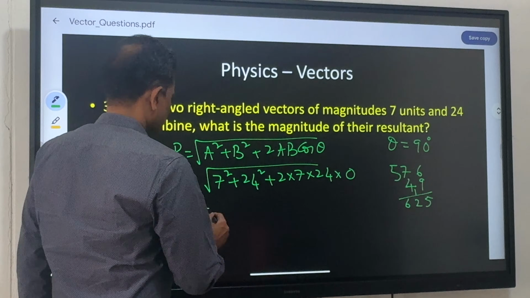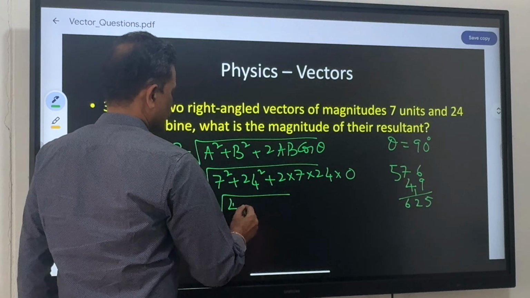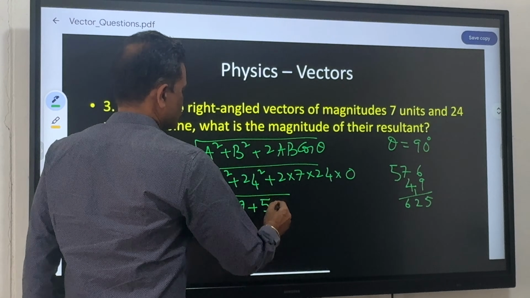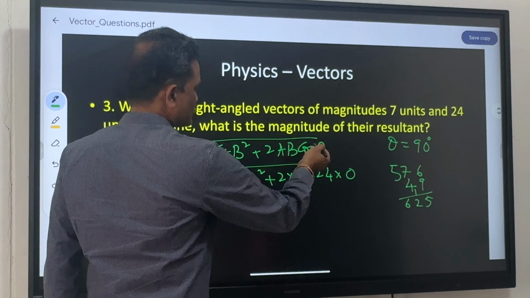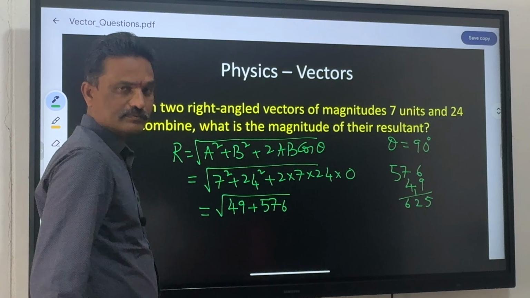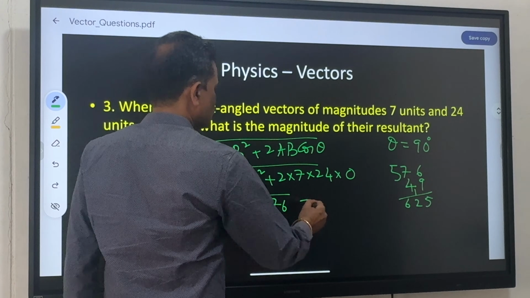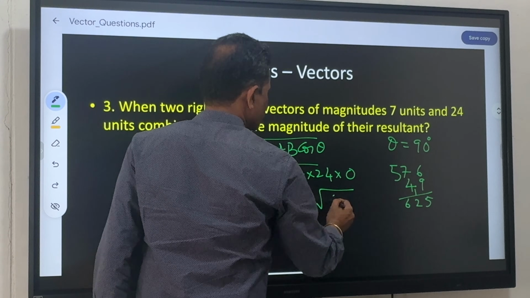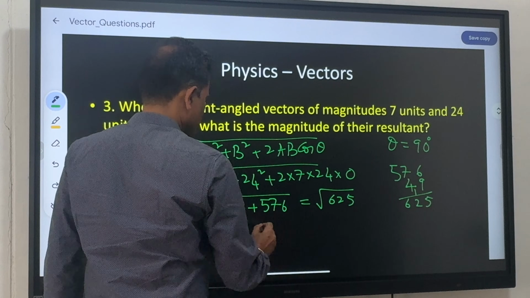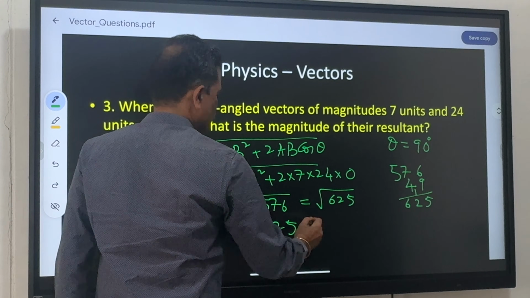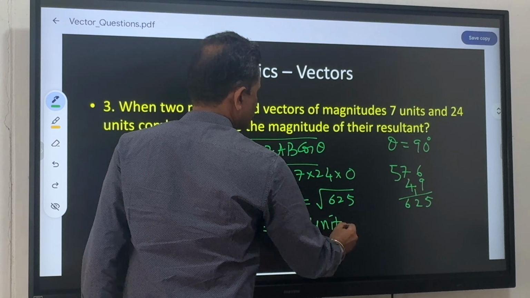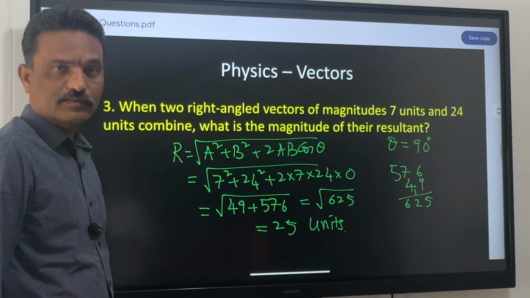So simply this will become 49 plus 576. Here cos 90 is 0, the remaining vanishes. If you add, you will get 625. So square root of 625 is 25. You have to write in the answer as units. If you write this much, you will get 2 marks.